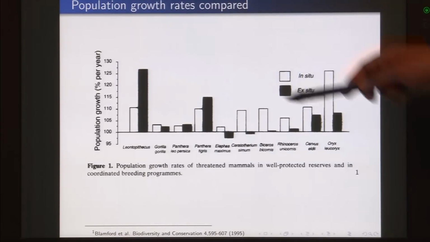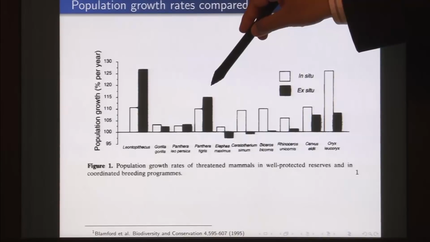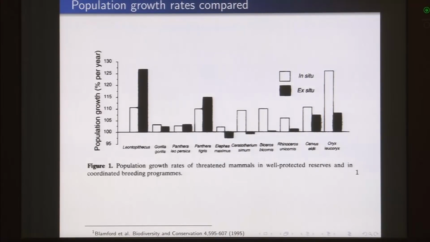So we can very clearly see that for some of the species like this one and this one, the ex-situ conservation results in a greater population growth as compared to the in-situ conservation method. Essentially, if you are bringing these species into captivity, it is possible that their population will grow at a faster rate. So these help a lot.